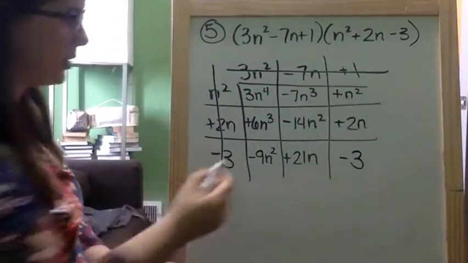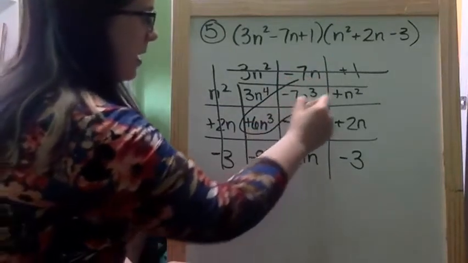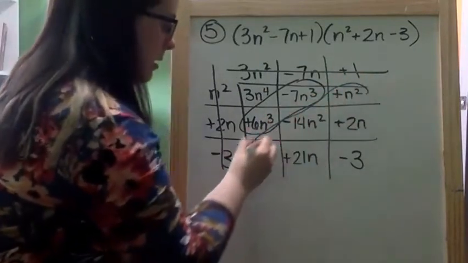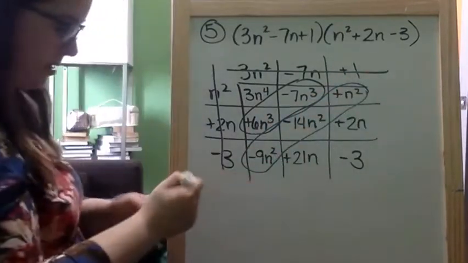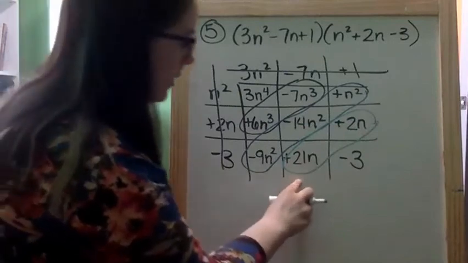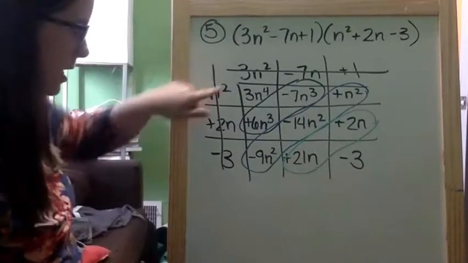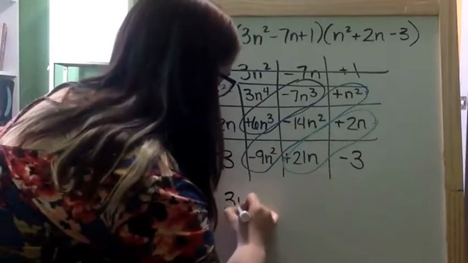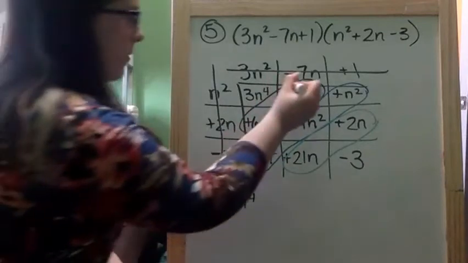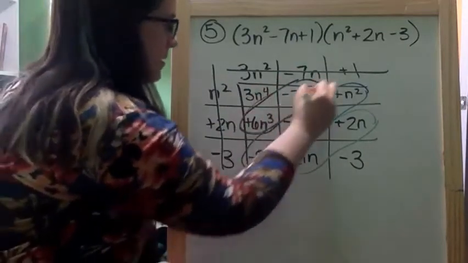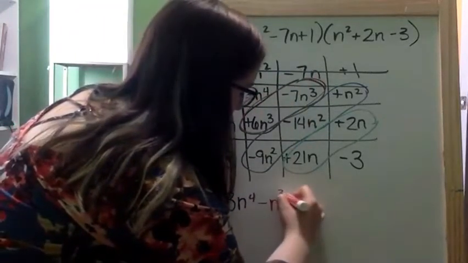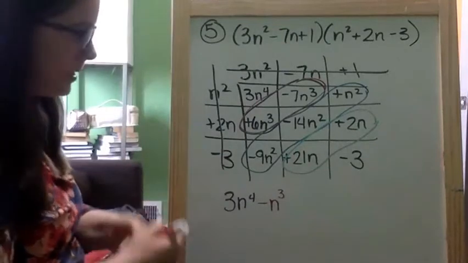Now looking for my like terms. I've got my n cubed, n squared, and n. Okay, so let's just go from the beginning here. So we'd have 3n to the 4th. And then if I combine these here, actually I should have done that in red. Let's do that in red. If I combine these here, I have positive 6n cubed minus 7n cubed. So that's minus n cubed, right? Because it's negative 1n cubed.